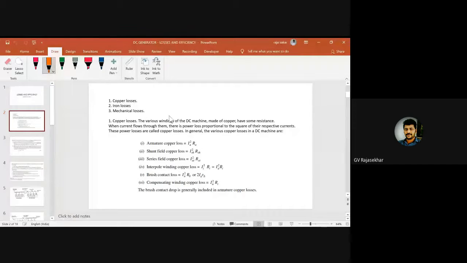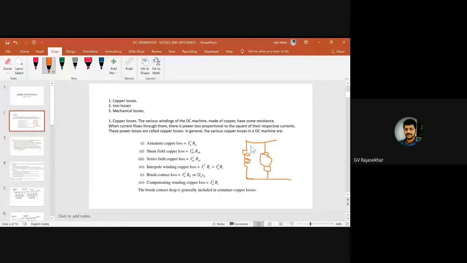So what is copper loss? It is the loss that occurs because of the resistance present in the winding. So how many resistances are there in your DC machine? Suppose this is your armature. The armature will have resistance Ra, and your brushes will have resistance. Your field winding will have resistance, and if there are interpoles connected between the north and south poles, the interpole winding will have some resistance too.